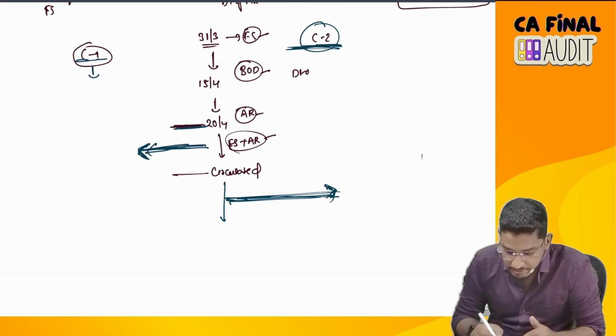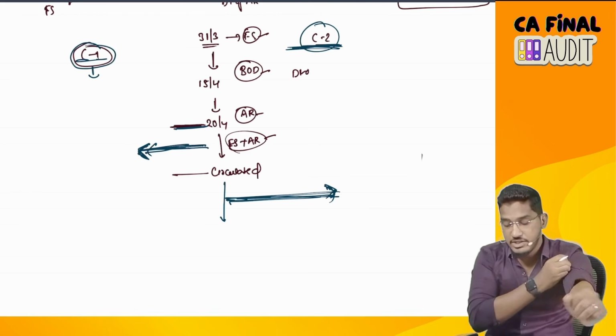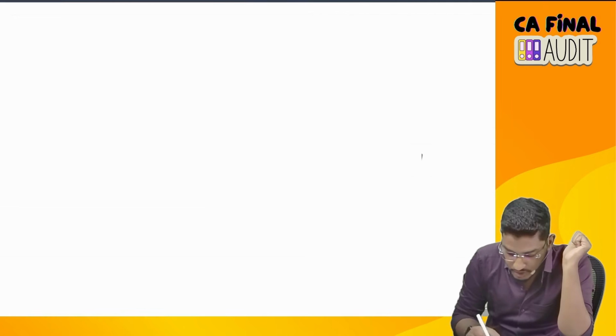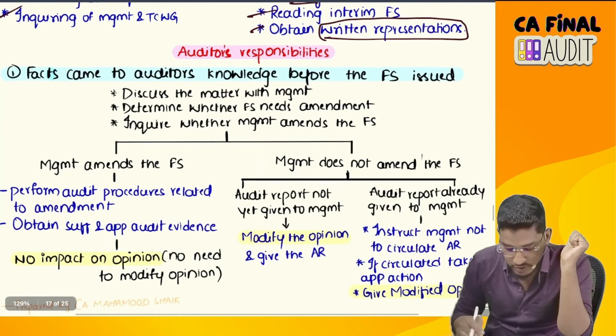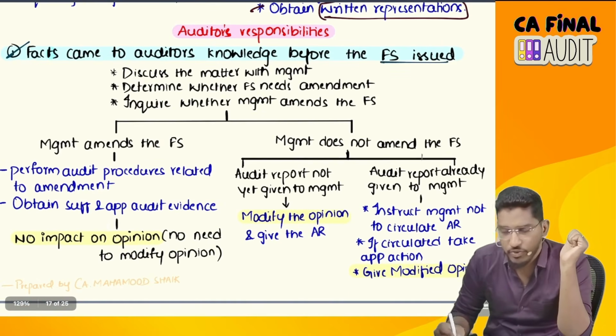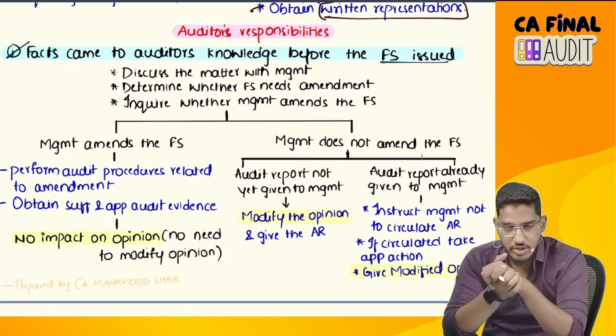Anyhow, let us come back to our responsibilities. We will talk about what will be the auditor's responsibilities under case 1. Then we will try to understand what will be the auditor's responsibilities under case 2. So, under case 1, what about the facts which came to the auditor's knowledge before the issue of the financial statements? Somewhat favorable position you are in.